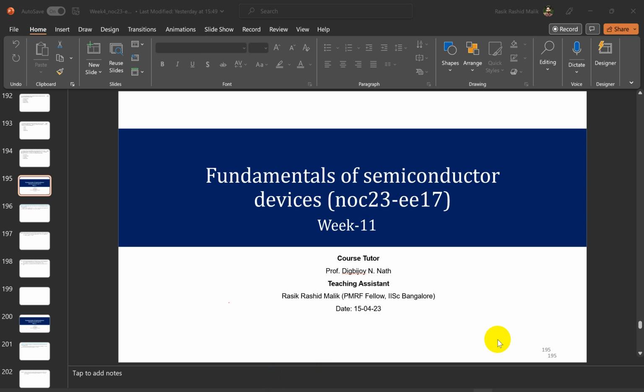So I hope my screen is visible. Today we'll be talking about heterojunctions. So far we have been solving problems related to p-n junctions where both the p and the n side were made up of only one type of semiconductor material, and then it was doped p type on one side and n type on the other side. So today we'll be discussing heterojunctions.